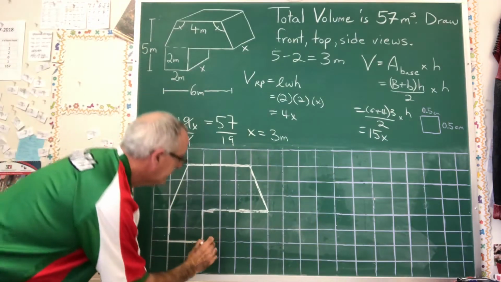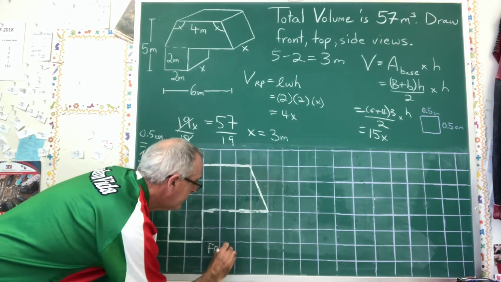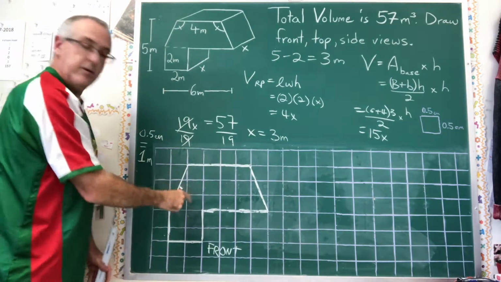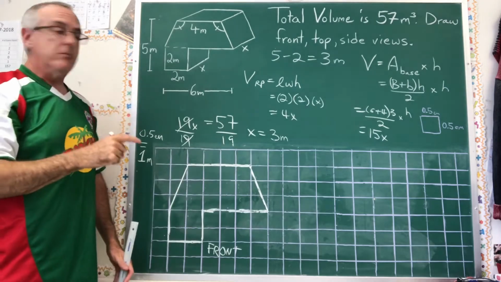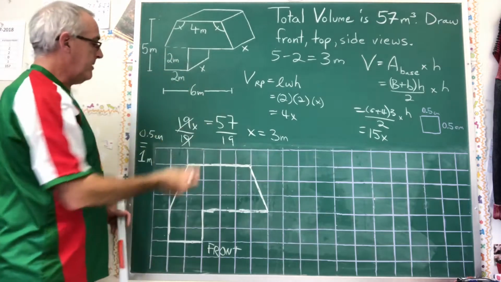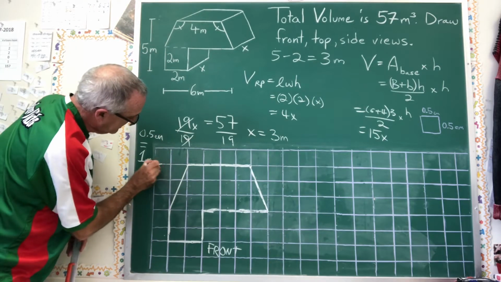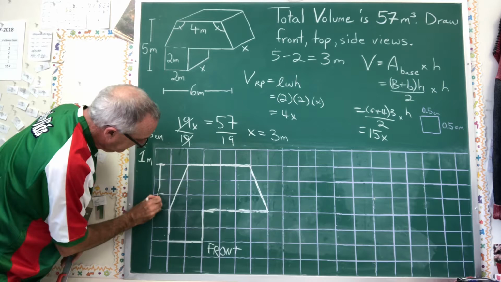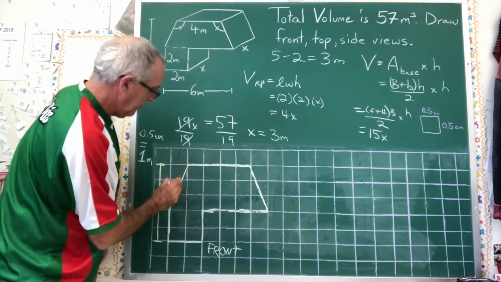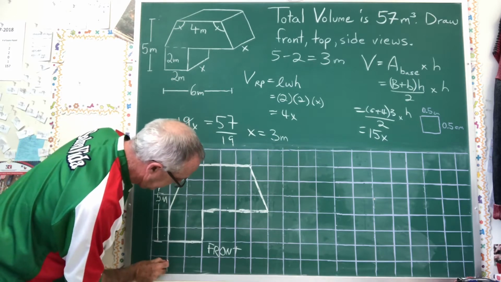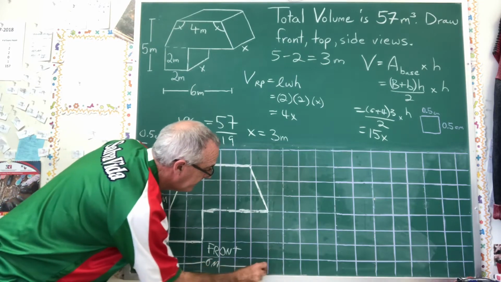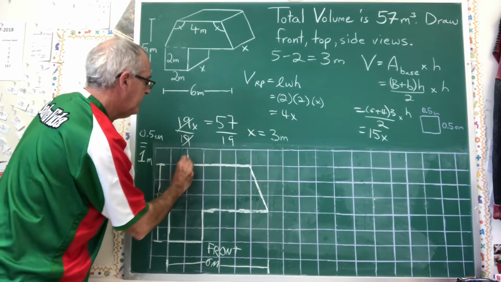I'll label it front, and I want to label it with any information that I know about this shape that was given to me in the problem. So things I had to calculate myself I don't have to label, but things that were given to me I need to label. So I'm going to say 5 meters here. I'm going to give the 6 meters. I'll give this 4 meters.